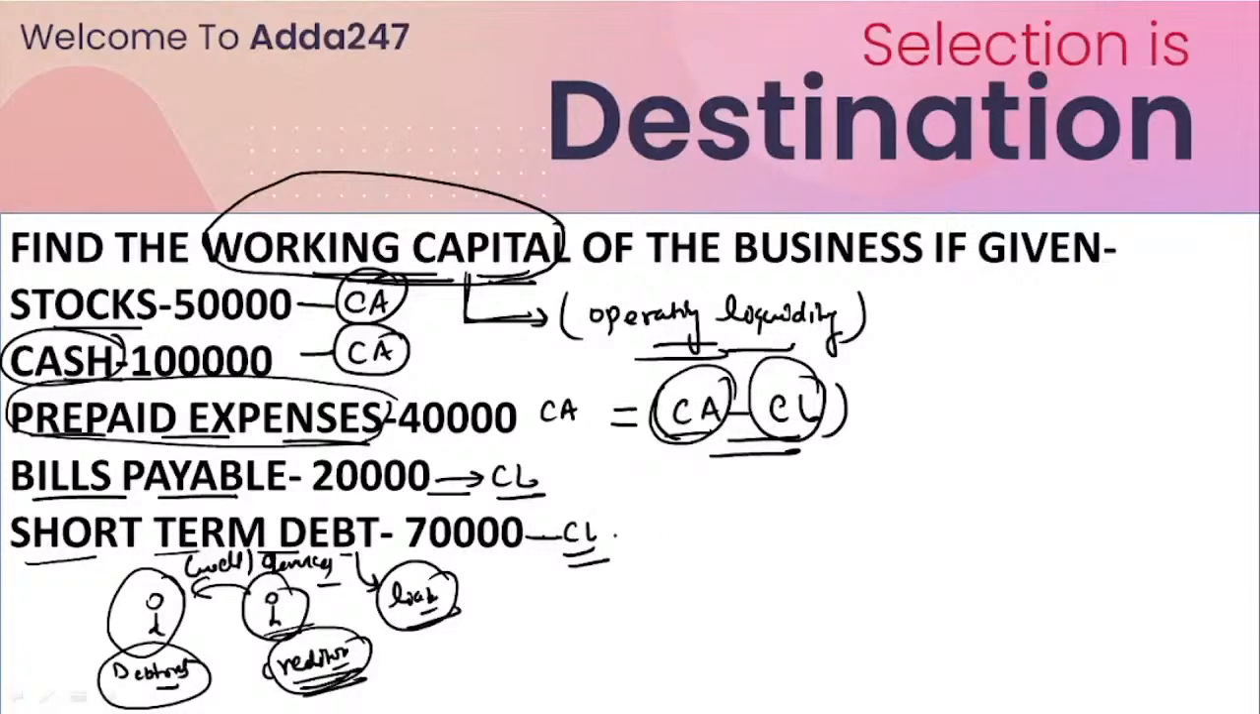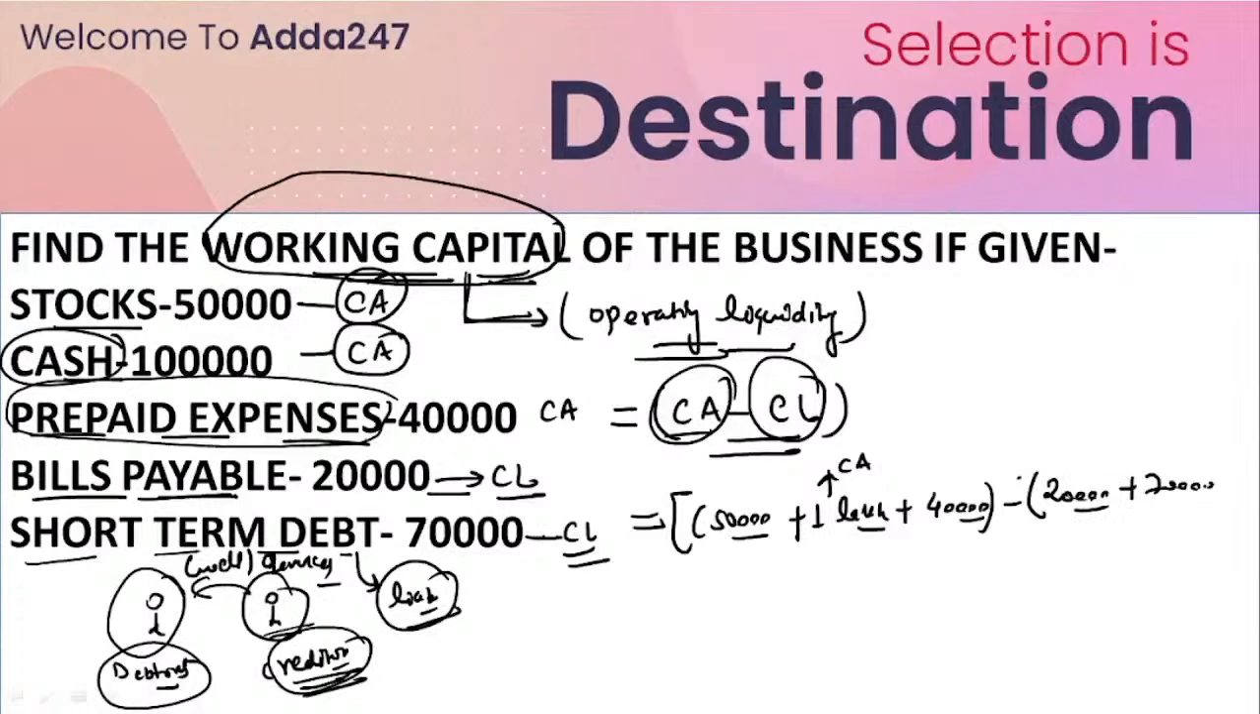Now, in this question we have to sum up all the current assets and the current liabilities, and subtract the current liabilities from the current assets. Stocks are part of current assets, so 50,000. Cash is 1 lakh. Prepaid expenses are 40,000. That is done for current assets. Now for the current liabilities: bills payable is a part of current liabilities. So write here 20,000 plus 70,000 rupees. Now solve this and you will get the answer.